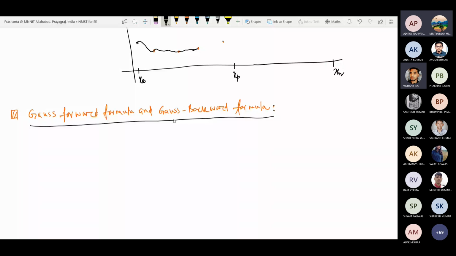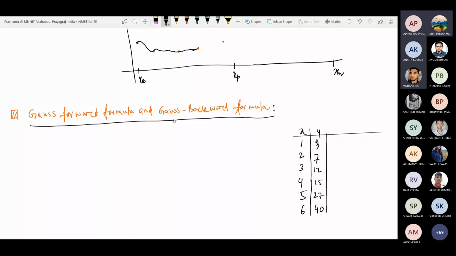So suppose these are the data points: 1, 2, 3, 4, 5, 6, and the output values are, so this is x, this is y, let's say 3, 7, 12, 15, 27, 40. These are the output values. Then you will not name these data points with x0, y0, x1, y1. Suppose here you have to find the output value at x equals 3.7. Then either you will choose 3 as center or 4 as center.